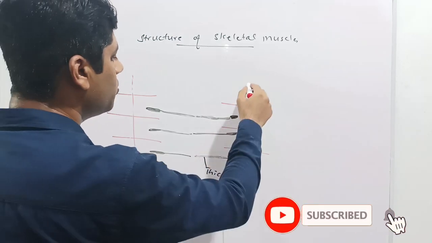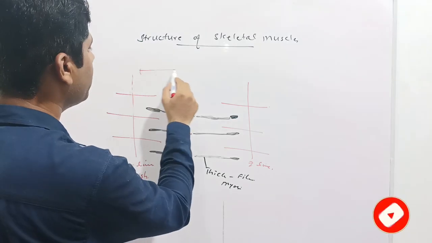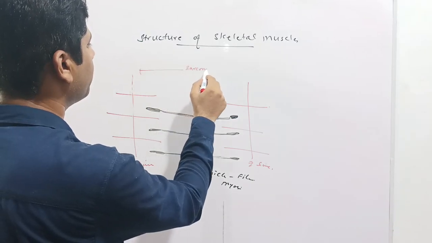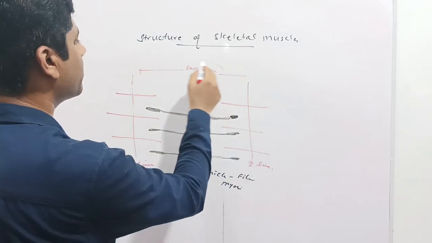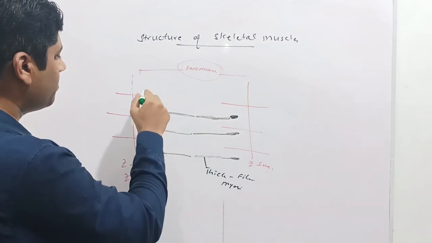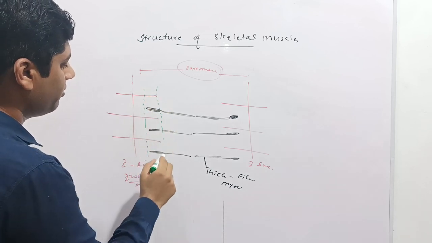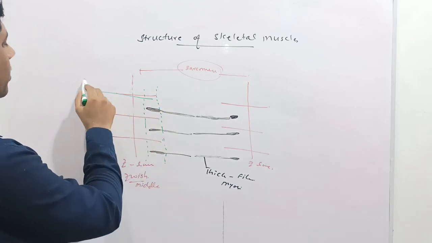So the distance between two Z lines, this is again another Z line, the distance between these two Z lines is called the sarcomere. And the sarcomere is the contractile unit of the muscles. In case of thick filaments, there are two regions. One region is being overlapped by the thin filaments, in which both thick and thin filaments are present. This is called the overlapping region.